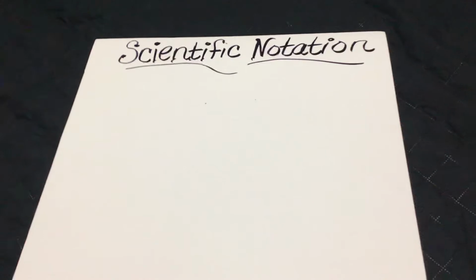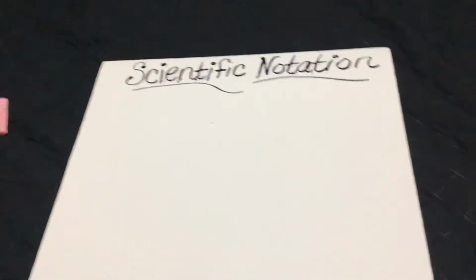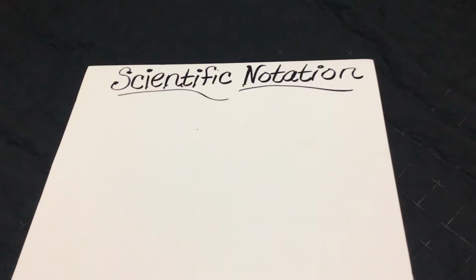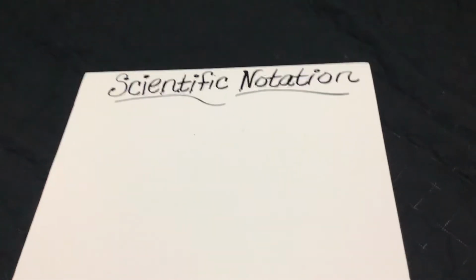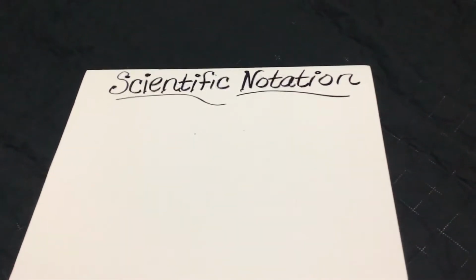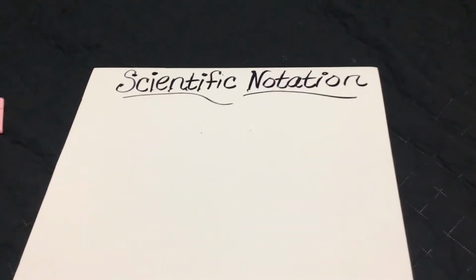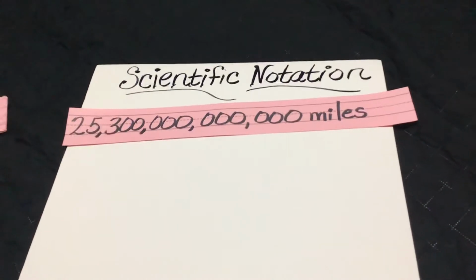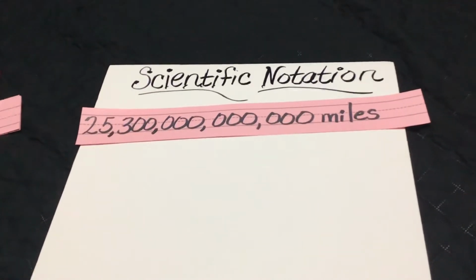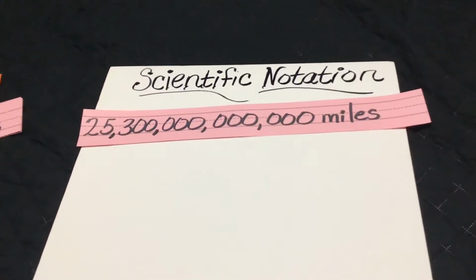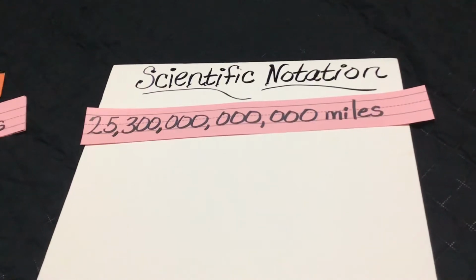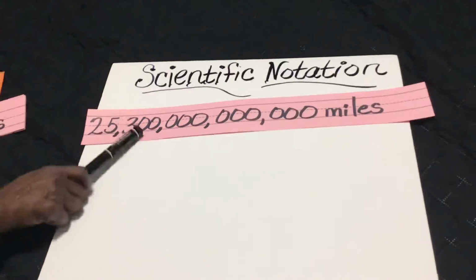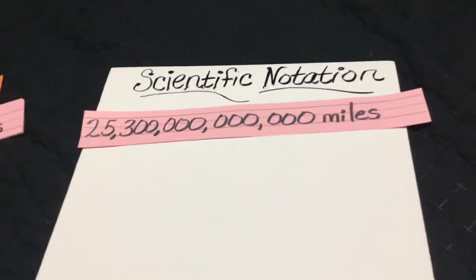And here's why. Think about in science. We spend a lot of time dealing with data and facts, numbers, gathering, and sometimes we can come across some really huge numbers. For example, let's take a look at this number right here. This is the number of miles that it is from Earth to the closest star outside of our solar system. This is a really big number.